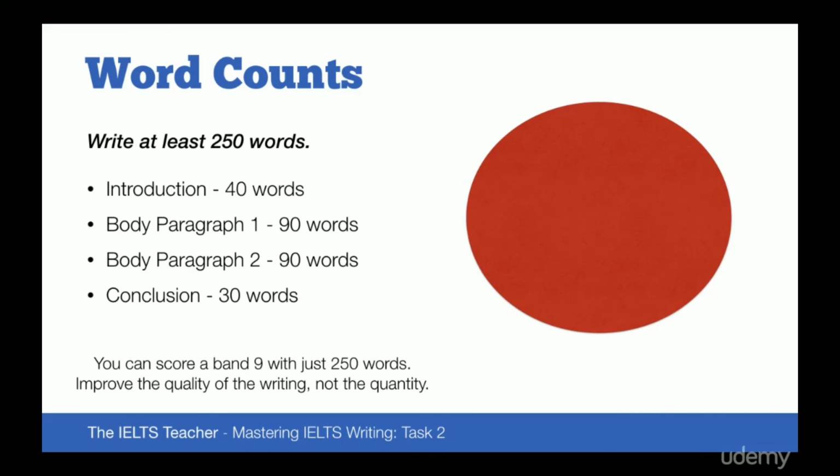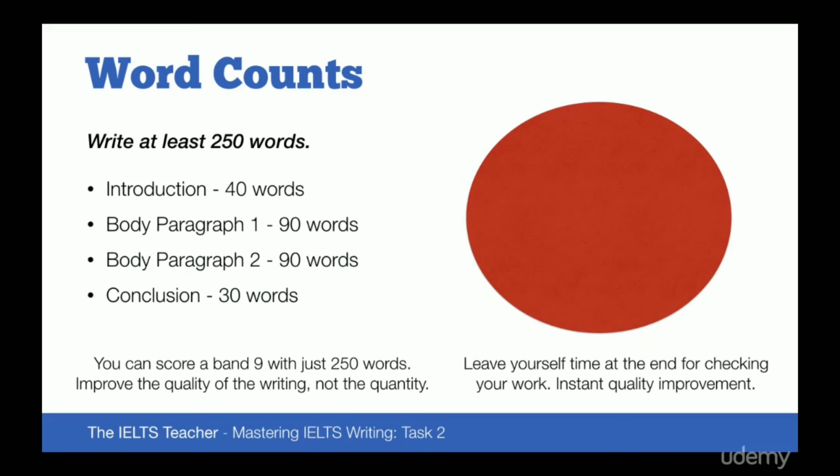So you need to think about improving the quality of your writing, not the quantity. You can score a band 9 with just 250 words. Once you reach the requirement for the minimum word limit, it's all about the quality of your writing, not the quantity of words which you put in. That's why it's important to leave yourself time at the end of the essay for checking your work. Don't just keep writing and writing, go back and check for errors to improve the quality of your grammar and vocabulary, coherence and cohesion. It's all about quality over quantity.